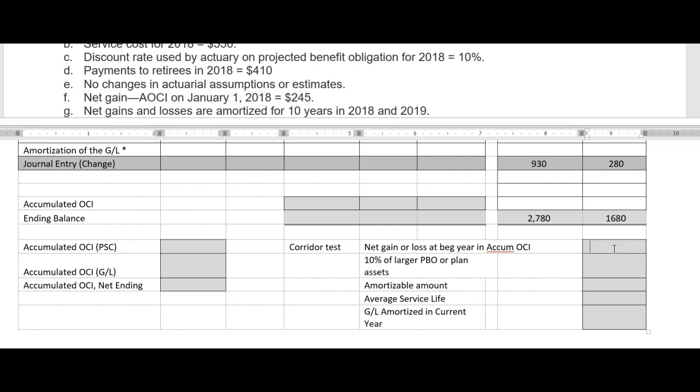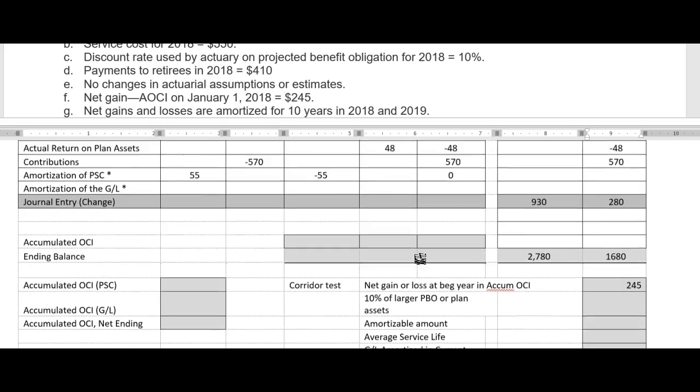Now, we're not going to recognize all that 245 at once, okay? But that is our beginning balance there. So anytime you're doing the corridor test, first start with the beginning balance. Then the next thing you take is the 10% of the larger PBO or plan assets. So again, this is strictly the beginning balance, what you had in there before any changes this year.